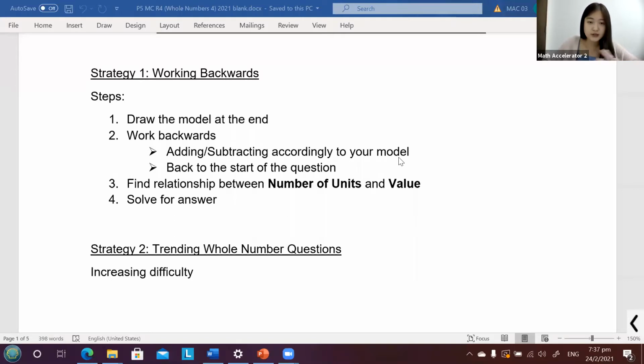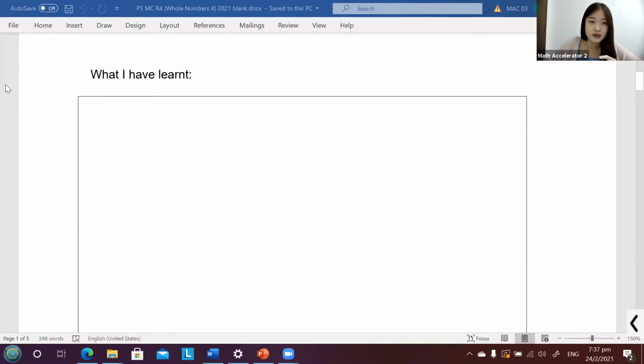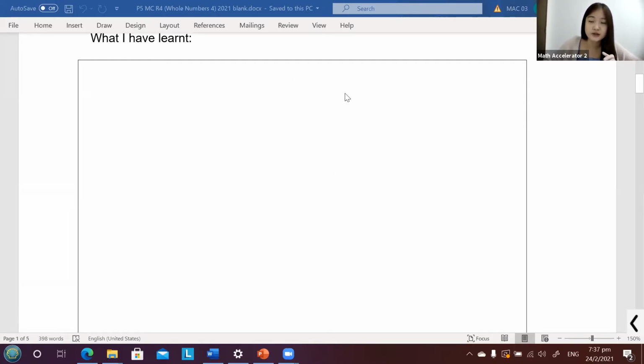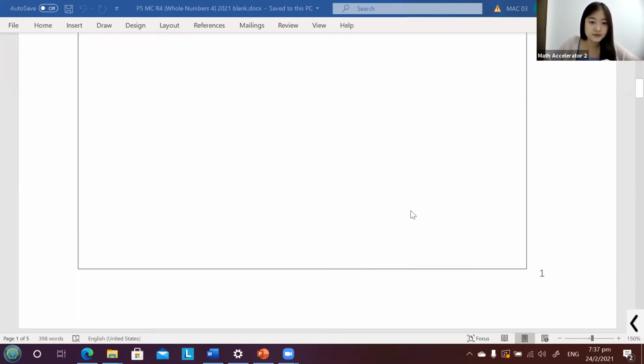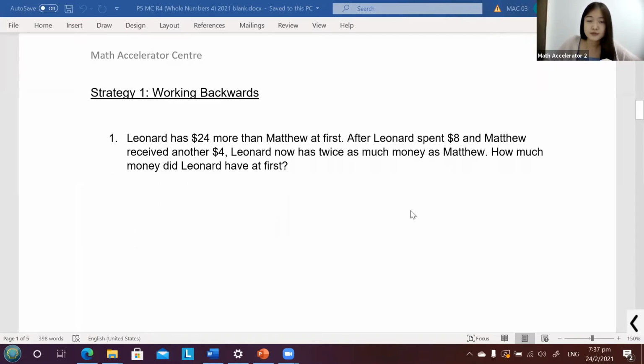All right, so let's try and apply this. Same thing, you have this box here. If you have anything that you feel you have learned and you don't want to forget, you can write it down in this box here. Okay, so let's start.